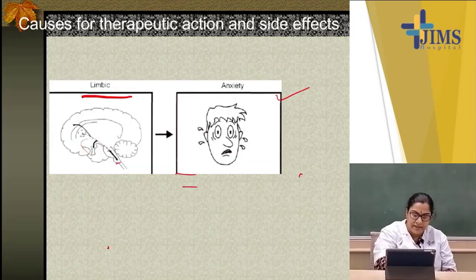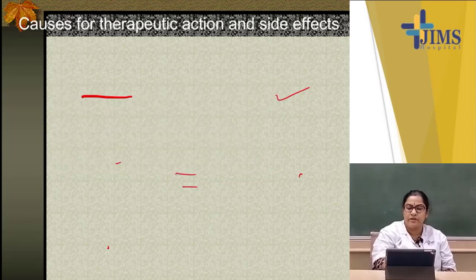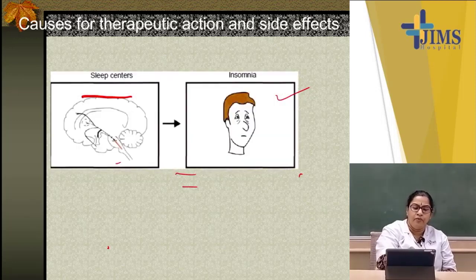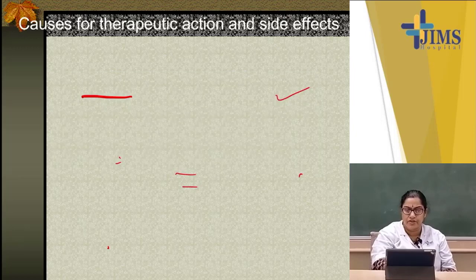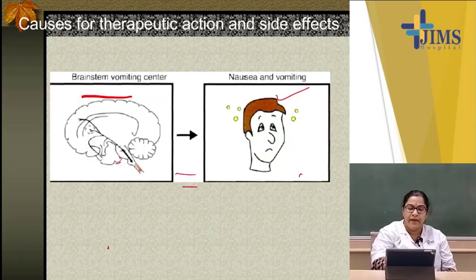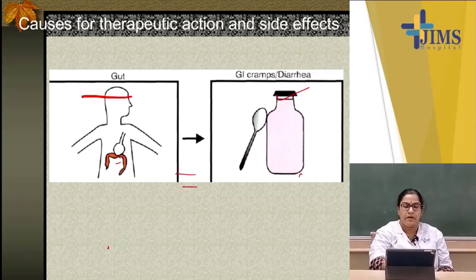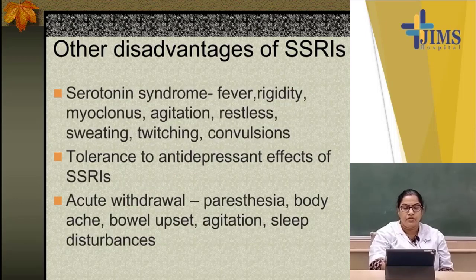When it is having its action in the limbic system, there is a development of anxiety. When it is having its action in the sleep centers, there is insomnia, the patient can't sleep. And on the spinal cord, it causes sexual dysfunction. When it has its action on the brainstem vomiting center, there is always a tendency of nausea and vomiting. Having its action on the gut, there will be the development of gastrointestinal cramps and diarrhea. So these are the side effects of the SSRIs.